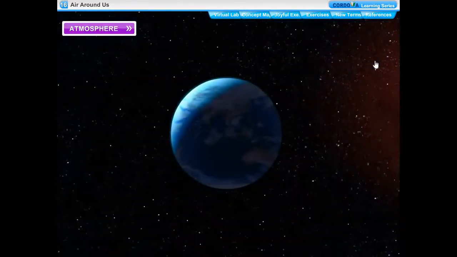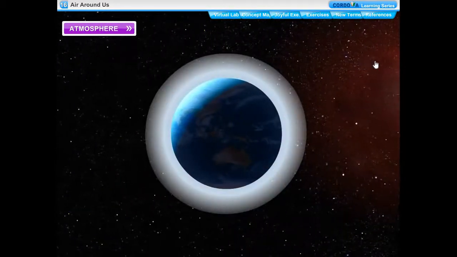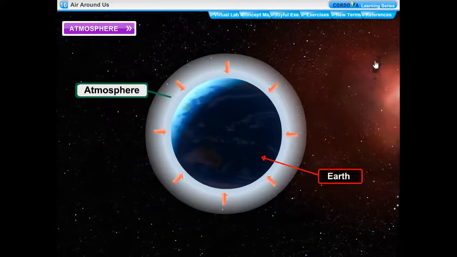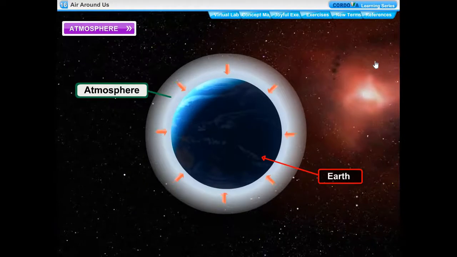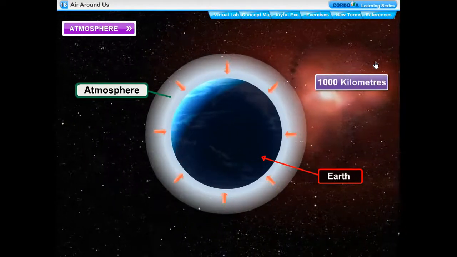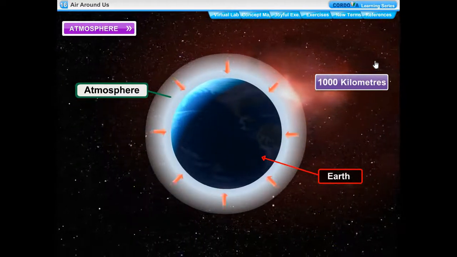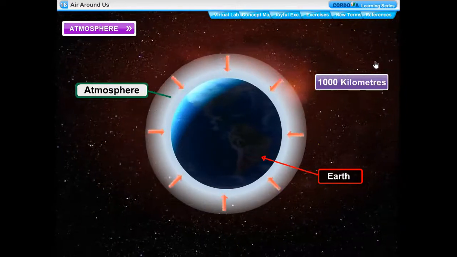Atmosphere. We live on the earth, and there is a huge layer of air all around the earth. Air forms the earth's atmosphere. The blanket of air that surrounds the earth is called atmosphere. The atmosphere extends to a height of about 1,000 kilometers above the Earth's surface. As we go higher up in the atmosphere, the amount of air becomes lesser.